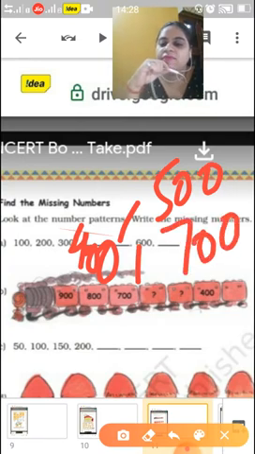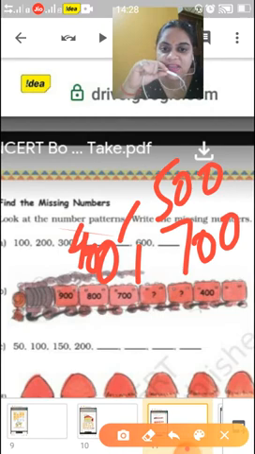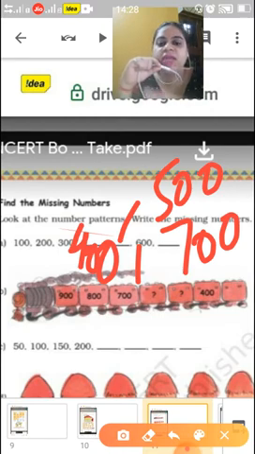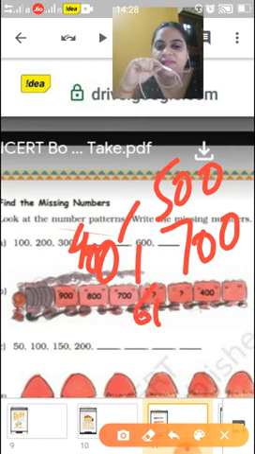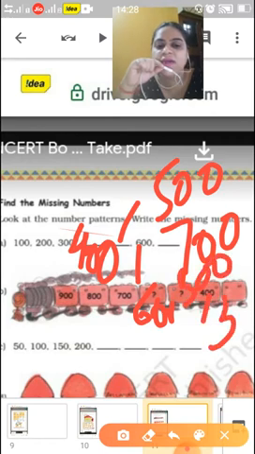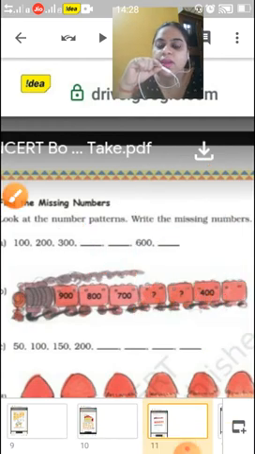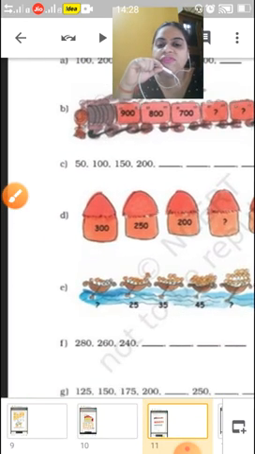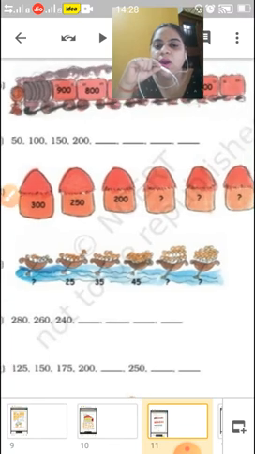Understood? One more I am telling you, 900, 800, 700 means this is in decreasing form, and upper one A1 is in increasing form and our B one is in decreasing form. So here will come 600, 500, 400 is written, and here will come 300. Okay children. Now from C part is your homework.